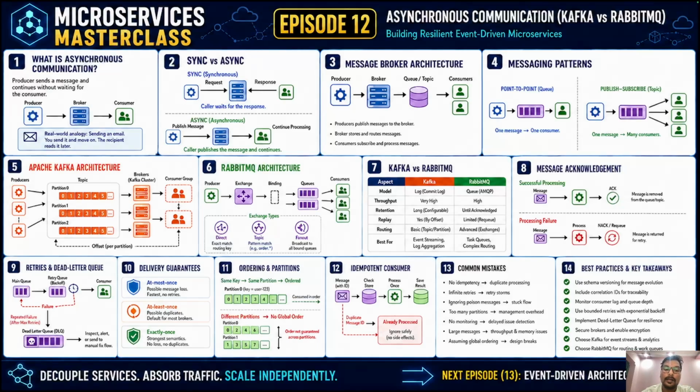payment-events. A Kafka topic is divided into partitions. What are partitions? Partitions allow Kafka to distribute data and processing across multiple machines. Suppose the order-events topic has three partitions: partition 0, partition 1, partition 2. Different messages can be written to different partitions. This allows multiple consumers to process events in parallel. Kafka guarantees ordering within a partition, not across the entire topic.